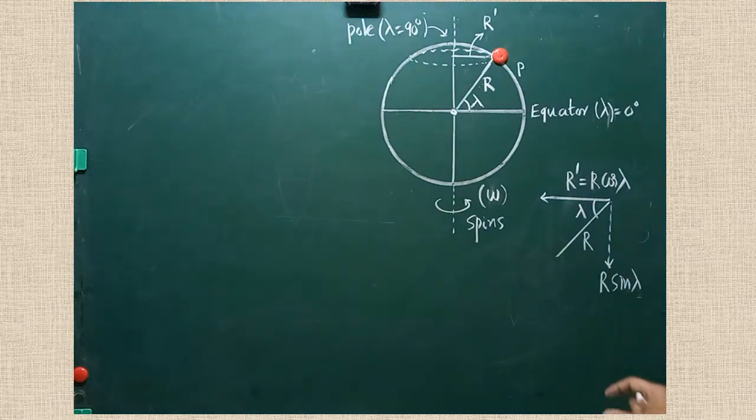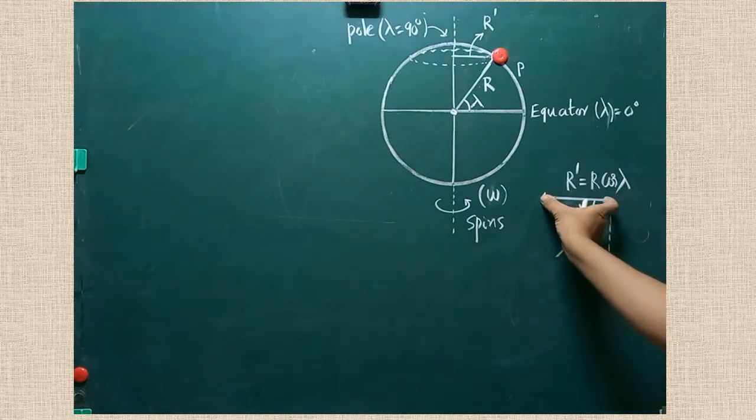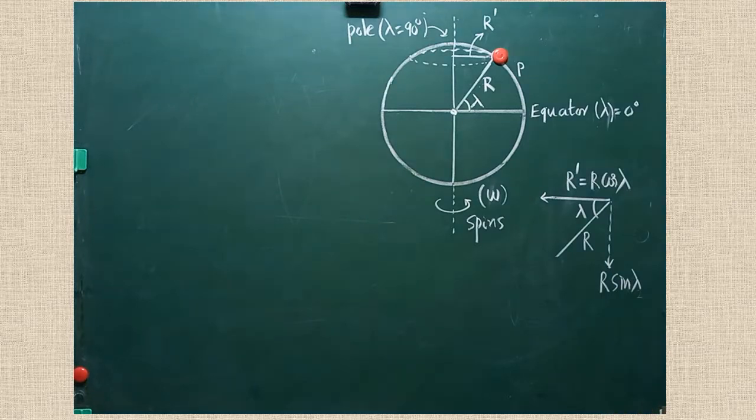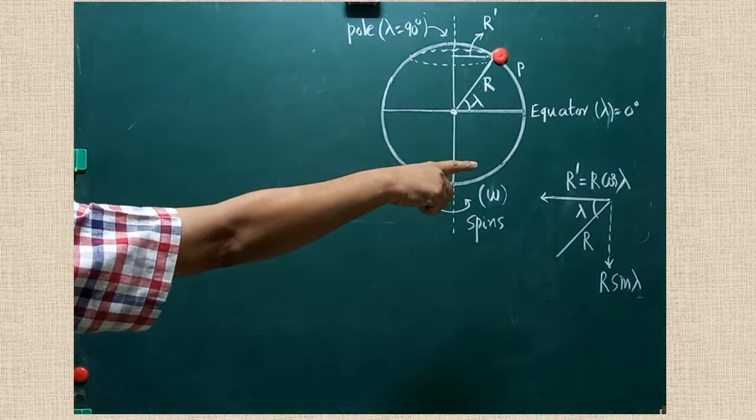Again we will repeat. To get R dash, what do we have to do? R is resolved into two components, R sin lambda and R cos lambda. R cos lambda will act in this direction. Therefore, this distance R dash becomes R cos lambda. So now we have got the formula for R dash. Wherever R comes, there you have to substitute R cos lambda.